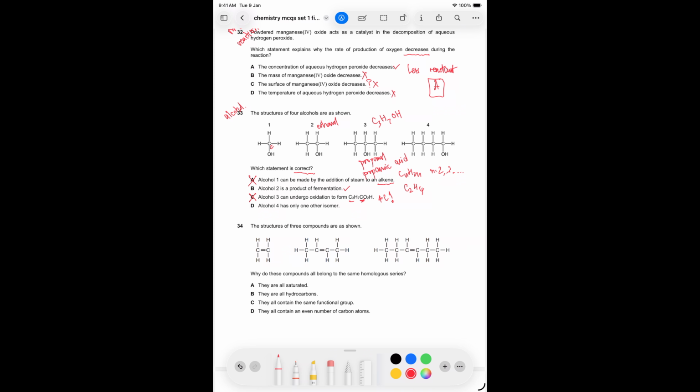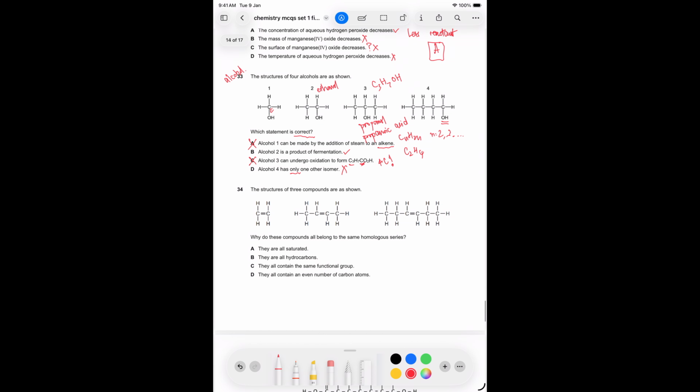Next one, alcohol 4 has only one other isomer. This one is not true, because depending on where you place your OH, you'll get different isomers. They say only one. It's not true. I'll just show you an example. Another isomer for alcohol 4 is actually this one. 4 carbon, and each carbon has 4 bonds. And then this OH, I can put it under here. So this is one isomer. This is considered another isomer. So it's totally different. So they say only one is not true. So the only answer that makes sense is B.